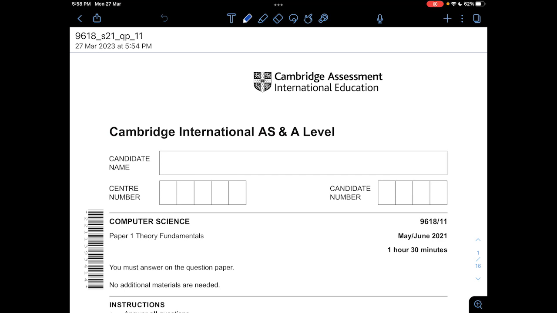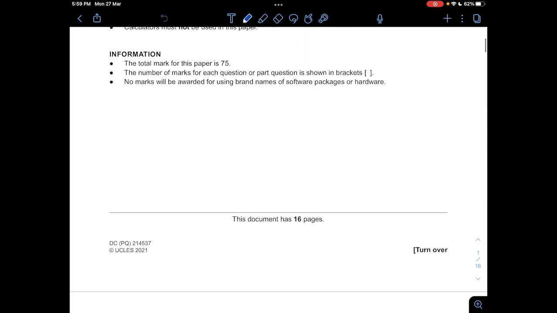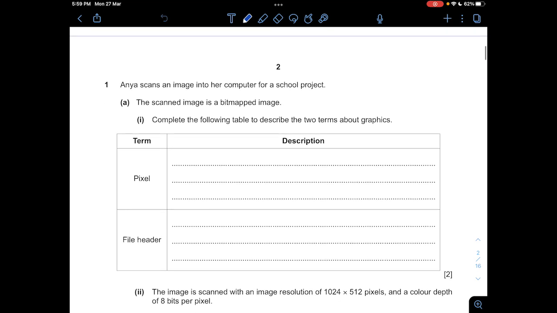And for today, we're going to look at A levels computer science, right? So I'm going to move on to the first question for this paper. So let's take a look at the first question. Here it says, Anya scans an image into a computer for a school project. The scanned image is a bitmap image. Okay, so here's the point. Main point here is bitmap image.